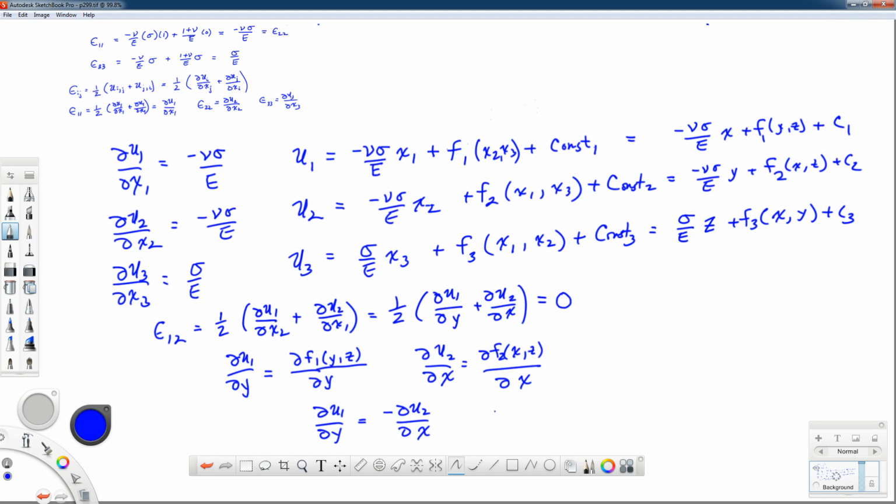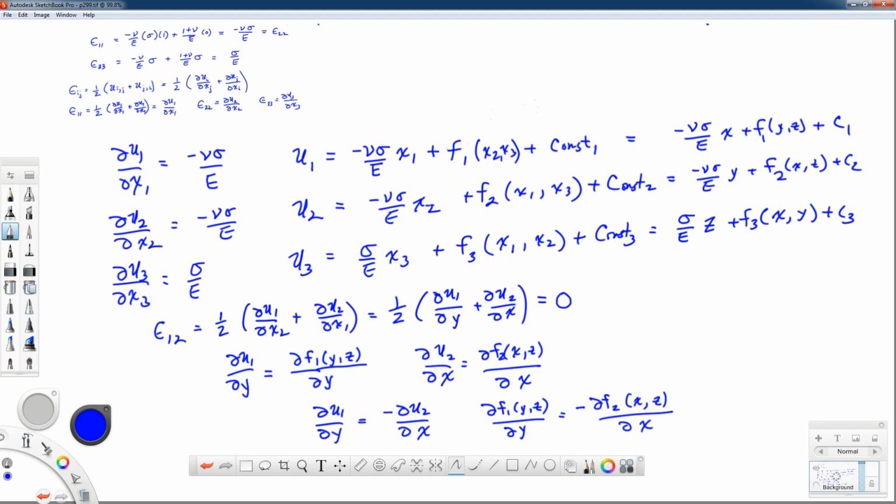Alright, so let's look at that in a little bit more detail. So the partial derivative of f1, a function of y and z, with respect to y, is equal to the negative of the partial derivative of f2, that's a function of x and z, with respect to x. Alright, let's keep that in mind.